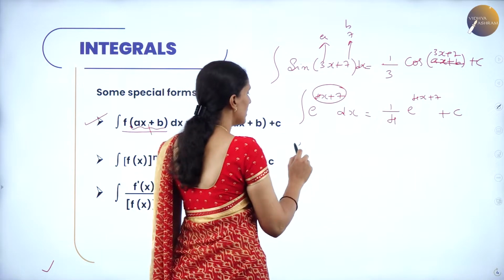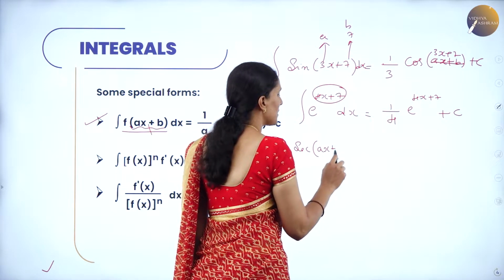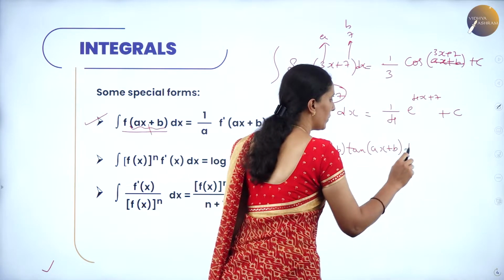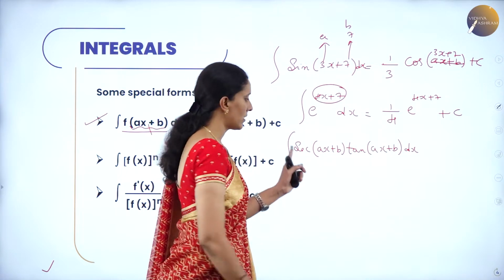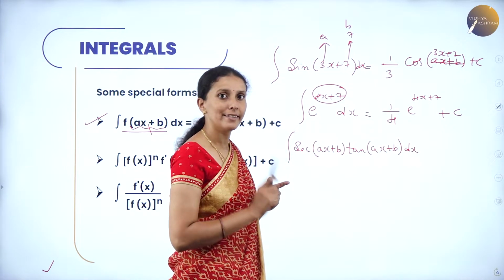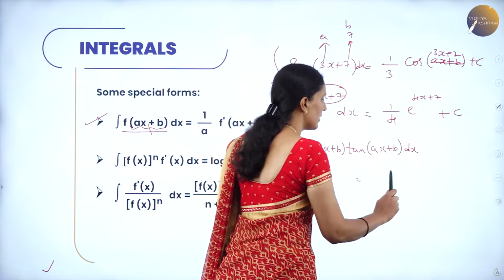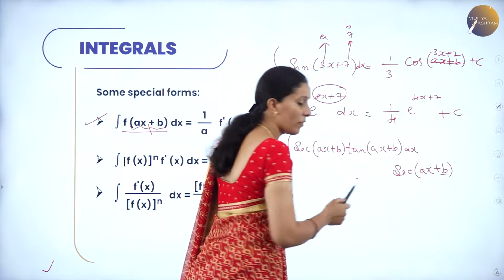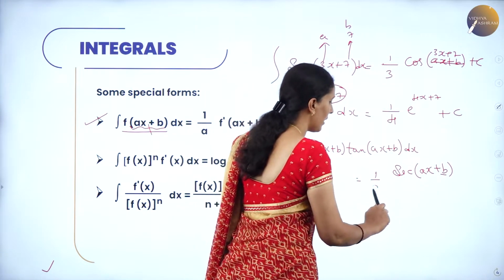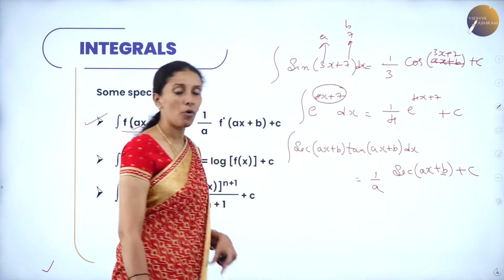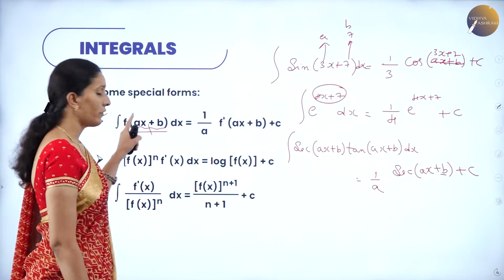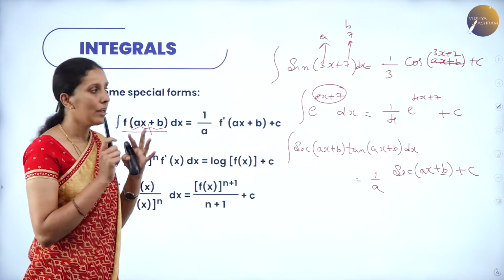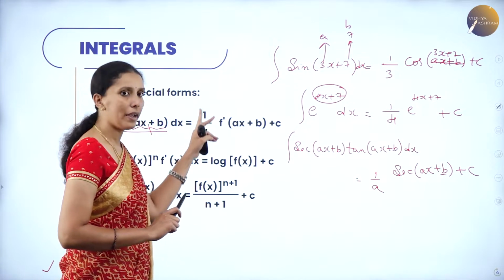Similarly, if you have secant(ax plus b) tan(ax plus b) into dx, what is the integral of secant x into tan x? It is secant x. So therefore it is secant(ax plus b). Since you have the function in the form of ax plus b, you have to multiply it by 1 by a, plus c. So this is how you convert any function in the form of ax plus b. It is the same integral you have learned, but one extra thing is you have to multiply it by 1 by a.